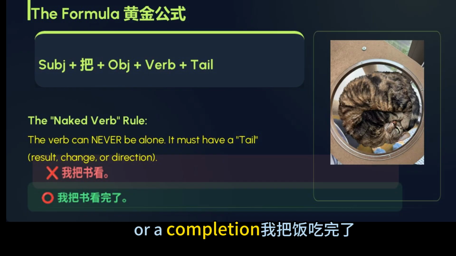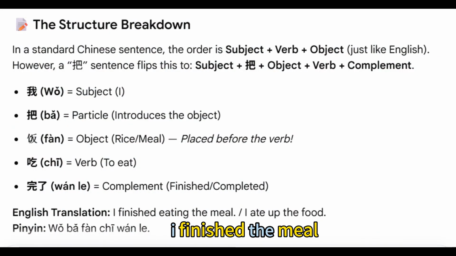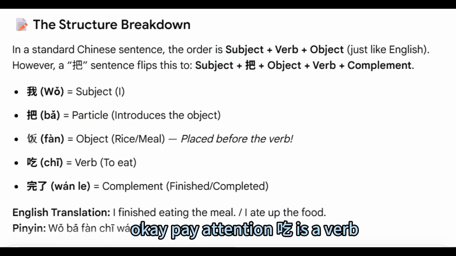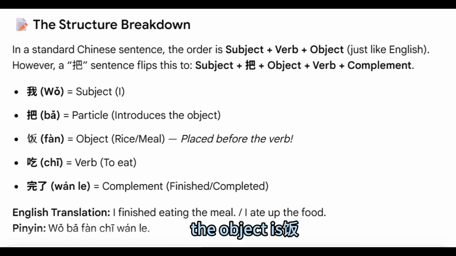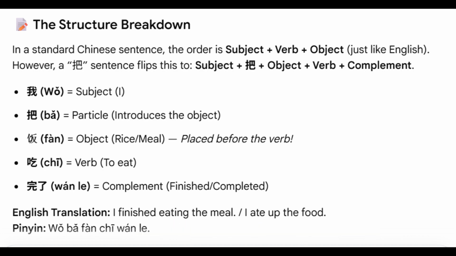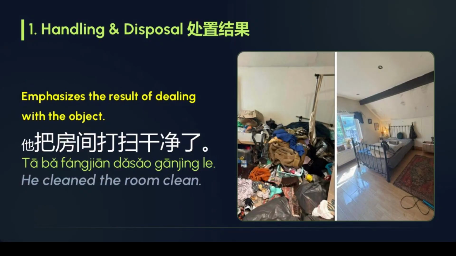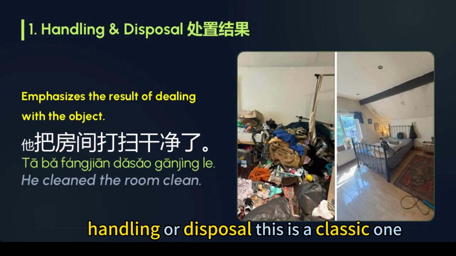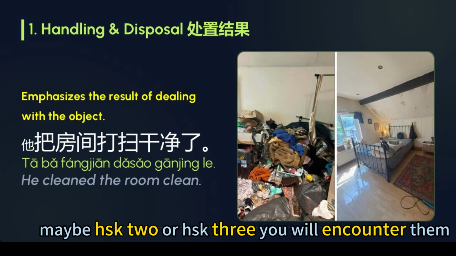我把饭吃完了. I finished the meal. Okay, pay attention. 吃 is a verb. The object is 饭. So the object is in front of the verb. Common uses of 把. First, handling or disposal. This is a classic one. Maybe in HSK 2 or HSK 3 you will encounter them.